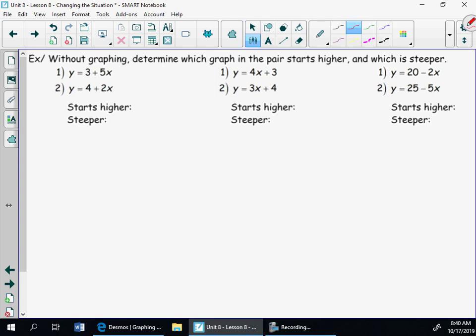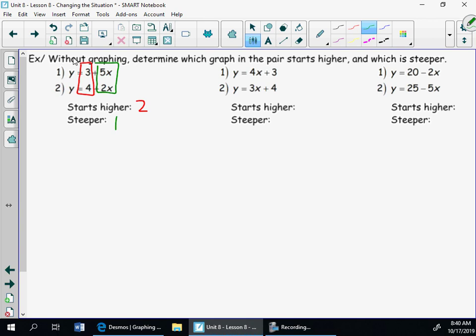Which one starts higher and which one is steeper? I know that because of the initial value and the rate of change. So these are nice orders. Here's my initial value. Which one's going to start higher? Well, 4 is bigger than 3, so the second one starts higher. Which one's steeper? Well, let's look at our rates. There's a number in front of x. Which is the bigger number? That's a steeper thing. So number 1 is steeper.